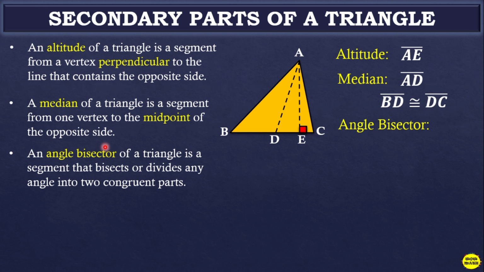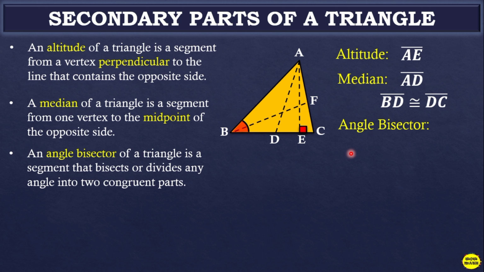So anong pong trabaho nito? It divides the angle. So if this is your angle, let's say, angle B, I have here angle ABC or angle B. So this angle, pag dinivide natin siya, ito po yung tinatawag nating angle bisector.